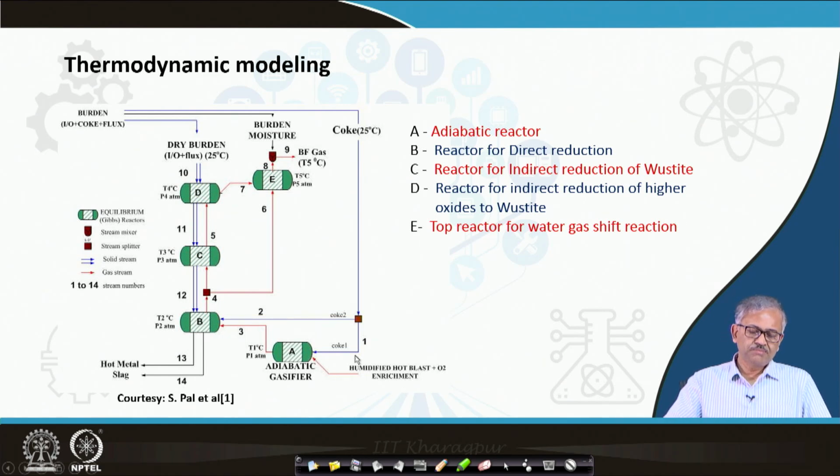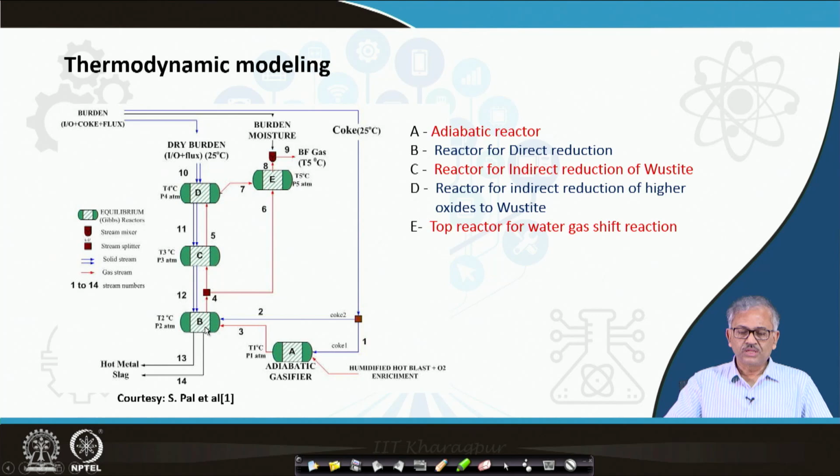So, air blast is coming, coke is coming, and then you have an adiabatic reactor. By FactSage you can calculate the total heat effects, the temperature of the gas, and the final composition. Obviously the final composition will be CO gas, and if it is an air blast, nitrogen will be there. So this composition you will get. This CO and nitrogen will enter reactor B.